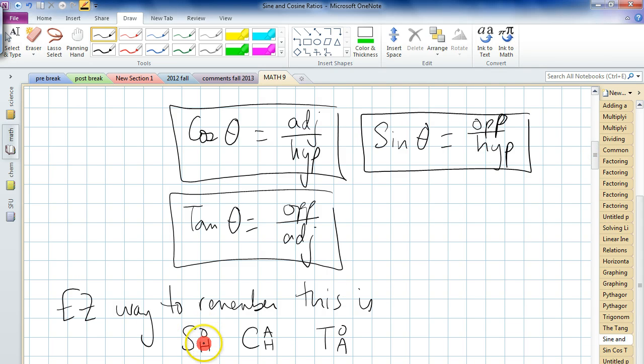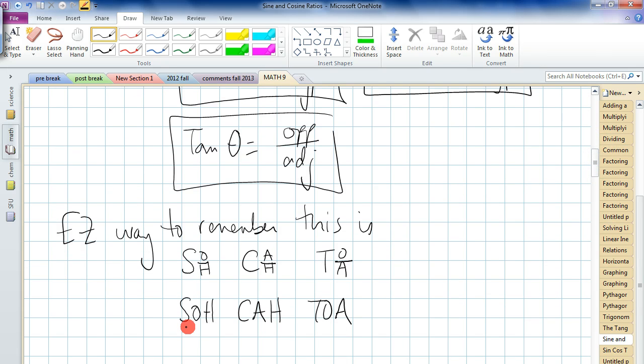Sine is opposite over hypotenuse, so it's kind of like saw. Cosine is adjacent over hypotenuse, so ka. And tan is opposite over adjacent, so toa. Saw, ka, toa. If you write it like this, you can totally see how that is opposite over adjacent. Cosine is adjacent over hypotenuse. Tangent is opposite over adjacent. Or if you don't like to write it out that way, you can just call it sakatoa.